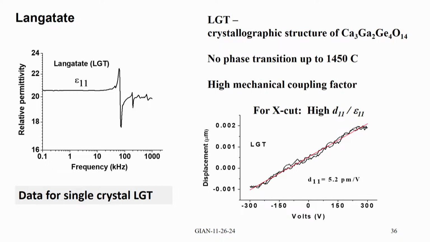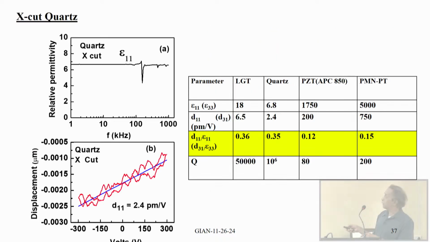Okay. So, let us see what the d over epsilon value for these would look like. See, the d over epsilon for LGT is around 0.36, quartz it is 0.35, and compared to these two, PZT or PMN-PT, look at these values 0.12 and 0.15. So, obviously, this is a better choice compared to traditional ferroelectrics, and that is what we found in our measurements.